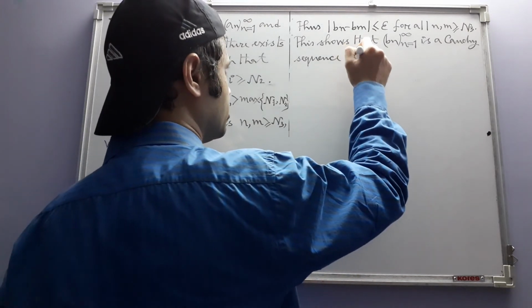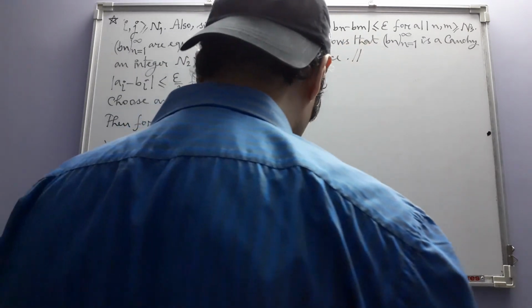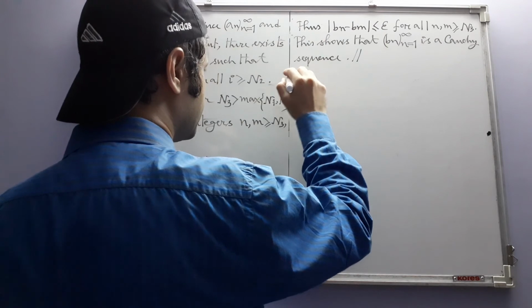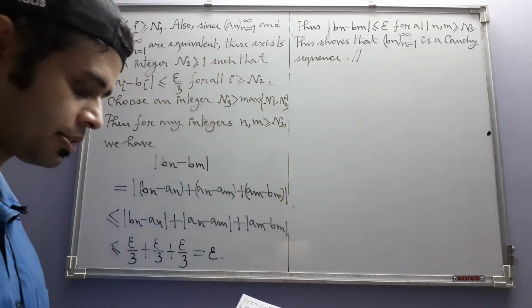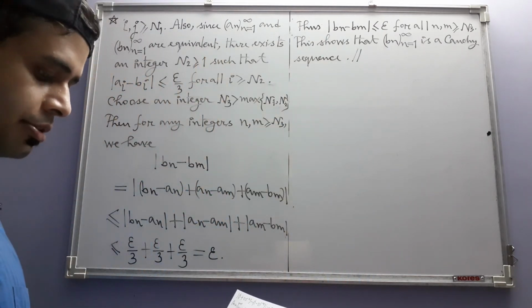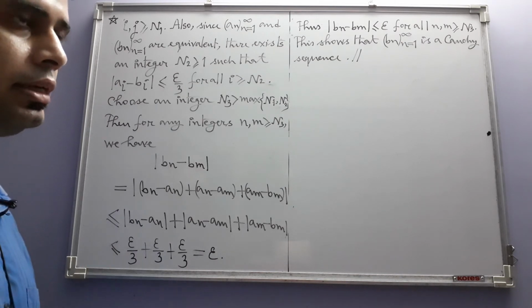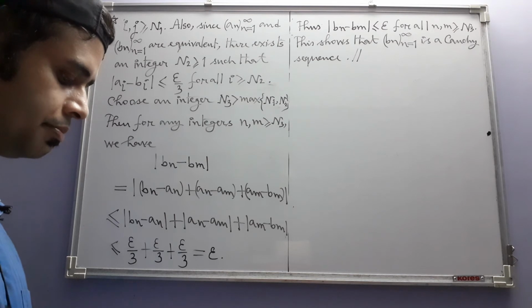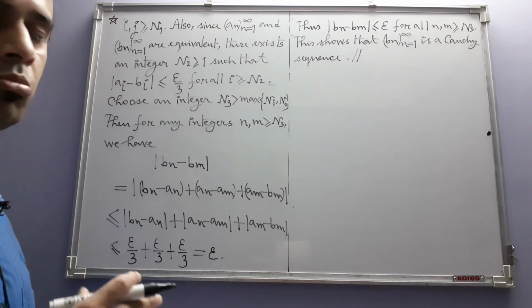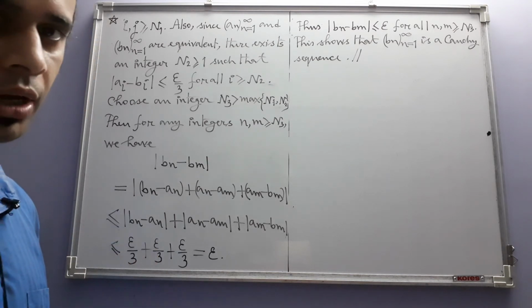So here the solution ends, and there is one more. It turns out that not only Cauchiness but boundedness is also, what can I say, transferred from one sequence to any equivalent sequence.